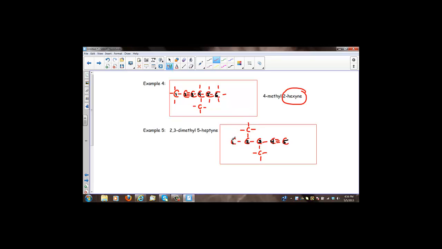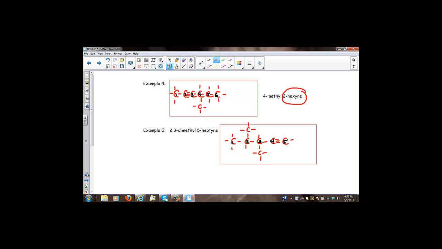And then don't forget to put in the rest of your hydrogens. Everything's got to have 4 bonds. This one's got 1, 2, 3. We need another one here. This one's got 1, 2, 3. We need one here. This has got 4. This has got 3, so we need one there.